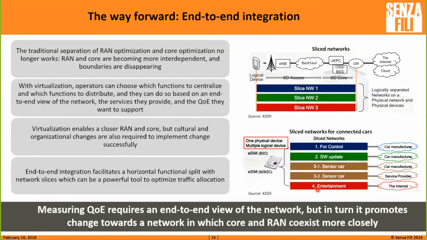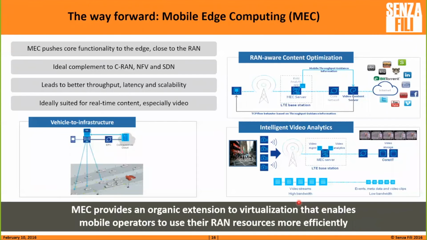Now, the final thing here is that as you get end-to-end integration, instead of looking vertically at different elements in the network and optimizing their performance, what operators are starting to do is to look at the horizontal functional splits, so that you can optimize the network based on different slices, and each slice carries a different type of traffic. So this is a new way to basically operate the network. And finally, mobile edge computing. It's an interesting new development that puts all of this together.